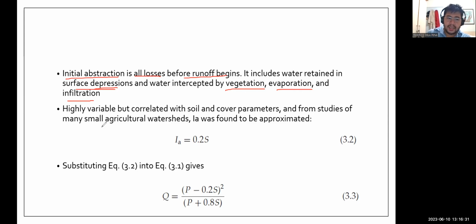Okay, and this parameter, abstraction, can actually be correlated with your maximum retention. And once you plug this relationship into the previous equation, we can simplify it so that the runoff can be computed relative to the precipitation and your maximum retention.